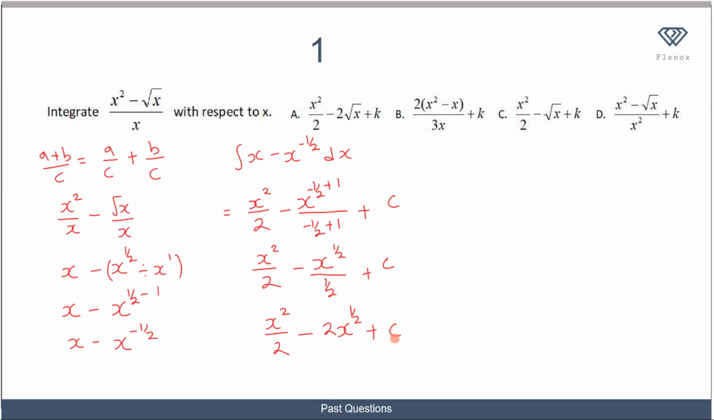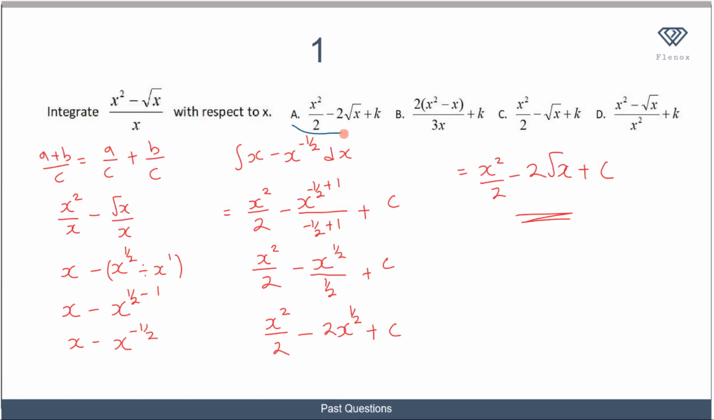And if you remember from our law of indices, x raised to the power half is the same thing as the square root of x. So finally this becomes x squared over 2 minus 2 root x plus c. So that is the answer, x squared over 2 minus 2 root x plus c. What option corresponds to that? That is option A. So the correct option to this question is option A.